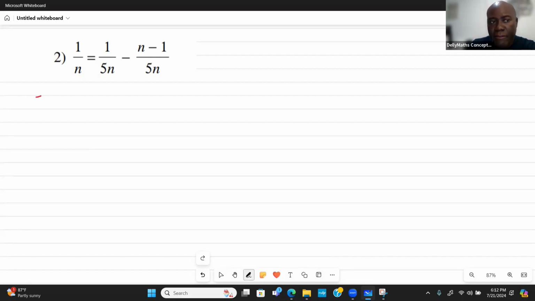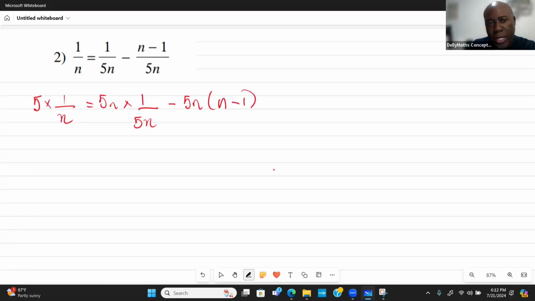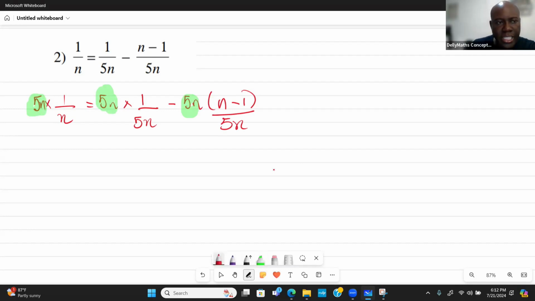That is 5n. So if I use 5n to multiply throughout, I'm going to multiply it by 1 over n. I'm going to use 5n to multiply by 1 over 5n. And I'm going to use that same 5n to multiply by n minus 1 all over 5n. The basic idea is, as you can see, I highlight: 5n was used to multiply throughout because it is the LCM for those terms in the denominator.